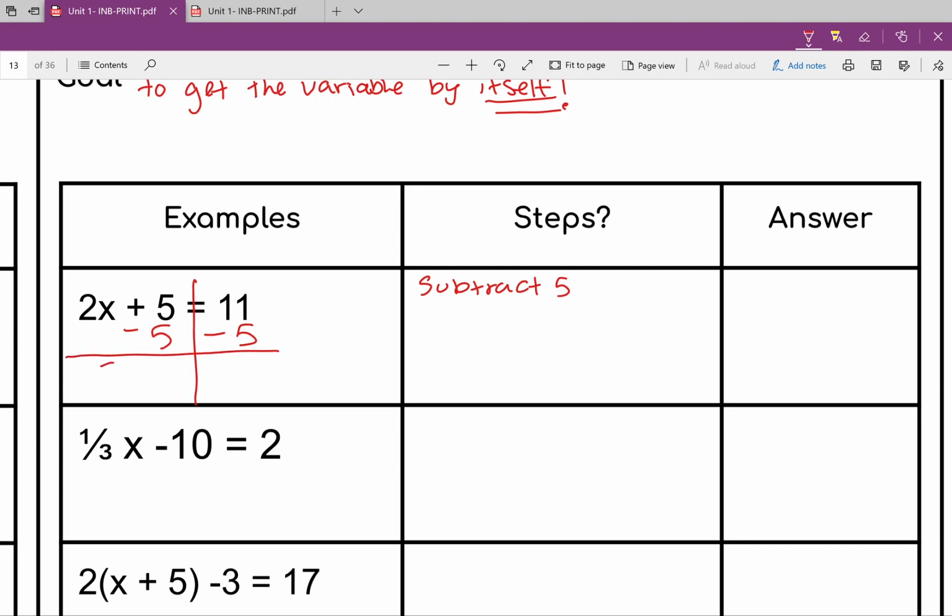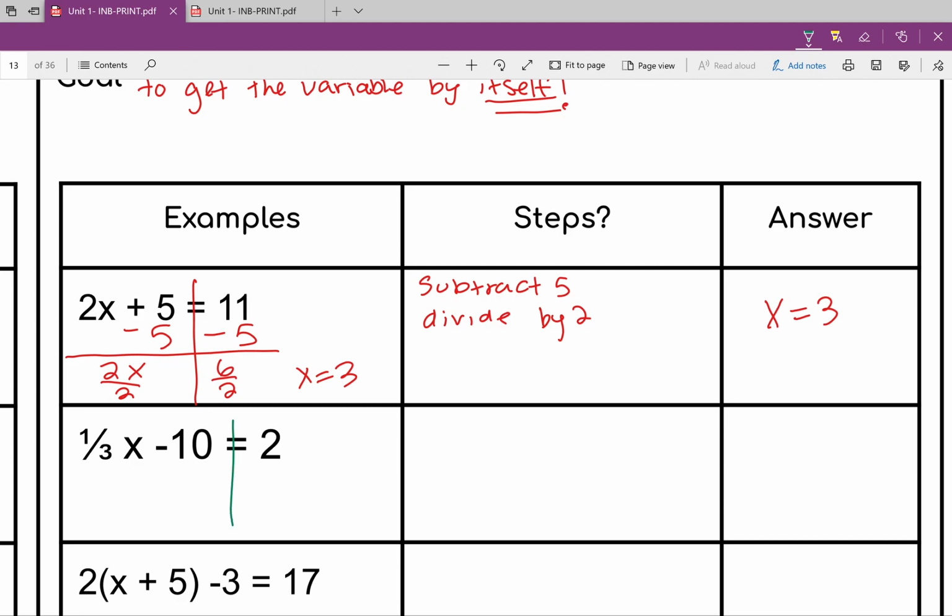Okay. So when I subtract 5, I am left with 2x equals 6. So to get rid of that 2, I'm going to divide. So we're dividing by 2. And 6 divided by 2 is 3. So I got x equals 3. This simplifies to x equals 3.